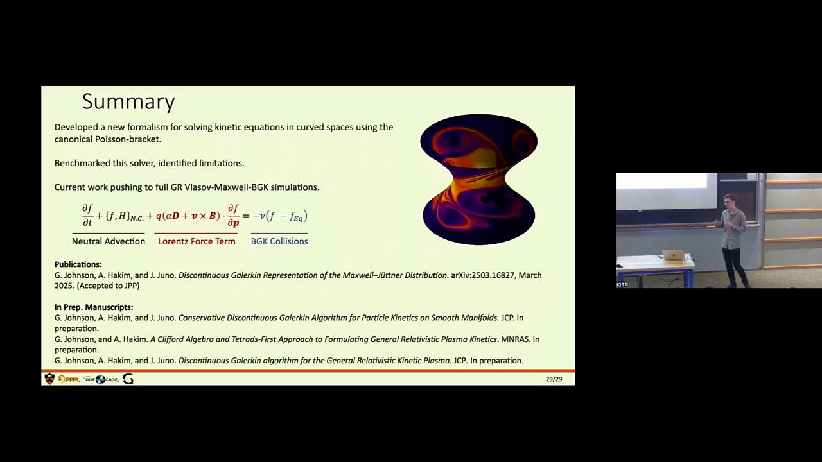For the BGK collision operators, we already have, this is the first paper on here that we just recently published at JPP, talks about how to do the algorithm for collisions in a DG sense using a BGK operator in a special relativistic frame. And since we have the tetrads, we're able to immediately apply and recycle this entire algorithm for BGK collisions.